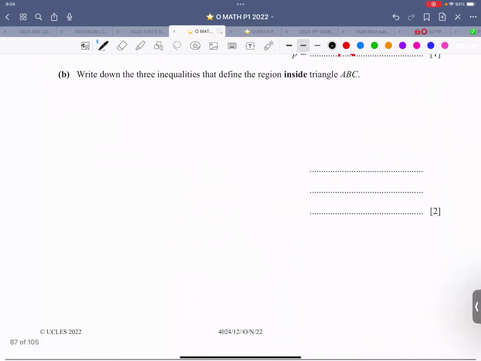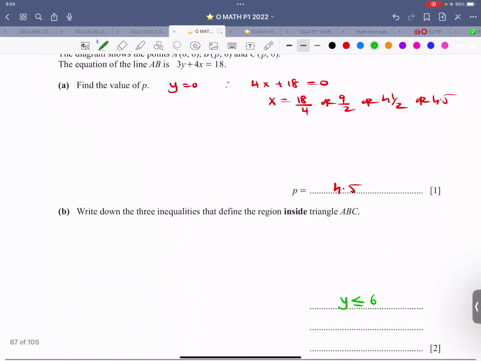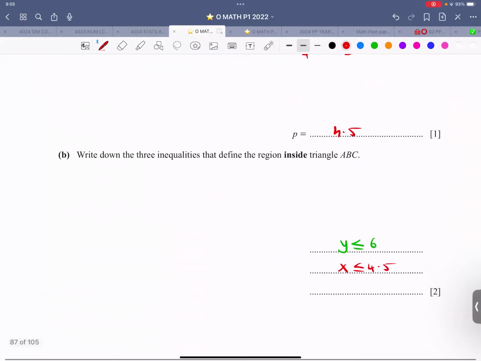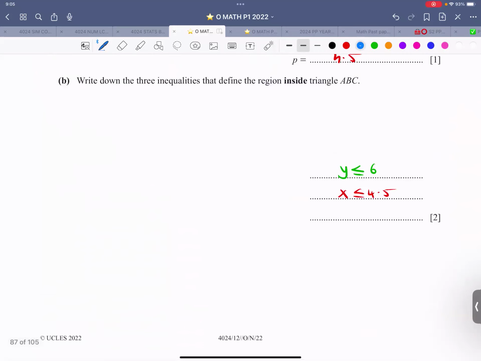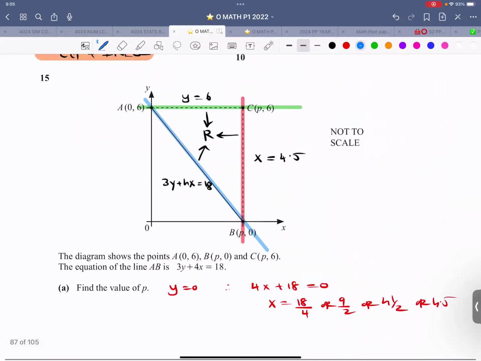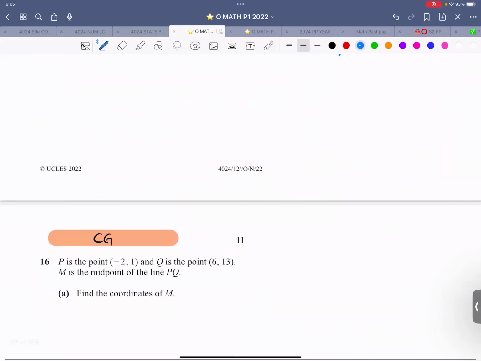So R is below the green line, so y is less than or equal to 6. That's the first thing. R is to the left of the red line, so x is less than or equal to 4.5. R is above the blue line, so therefore 3y plus 4x is greater than or equal to 18. So that's how the three inequalities are obtained. So lesser, lesser, and greater. Perfect. So now this is 9:05.